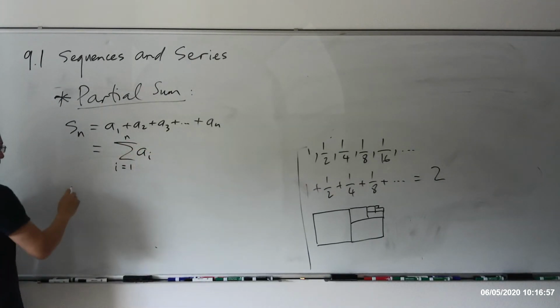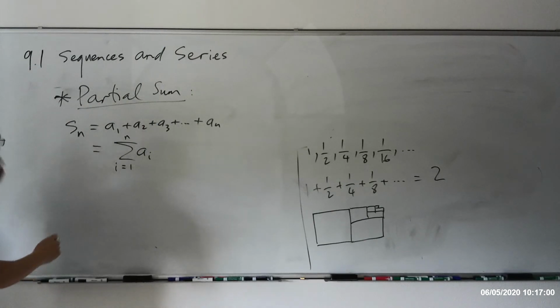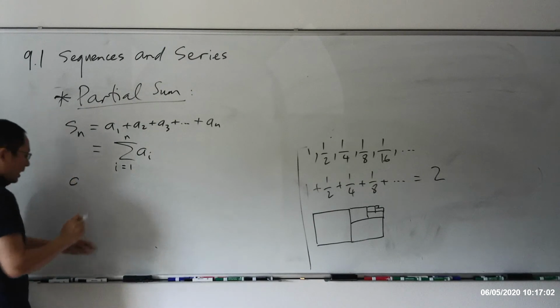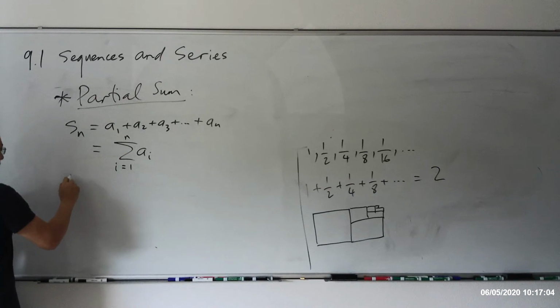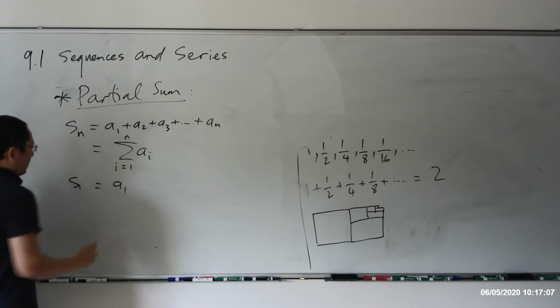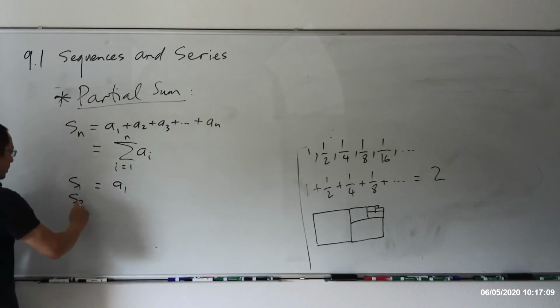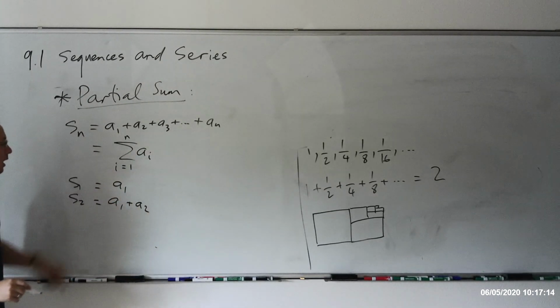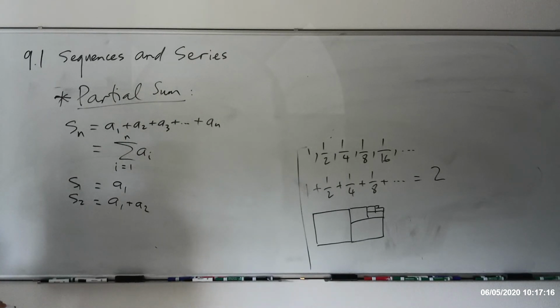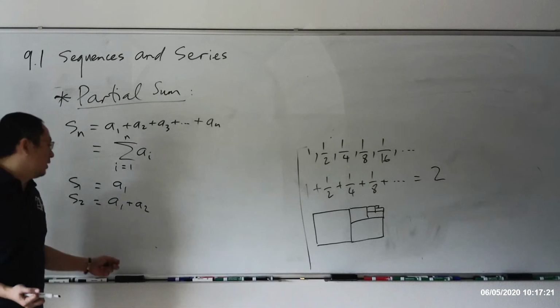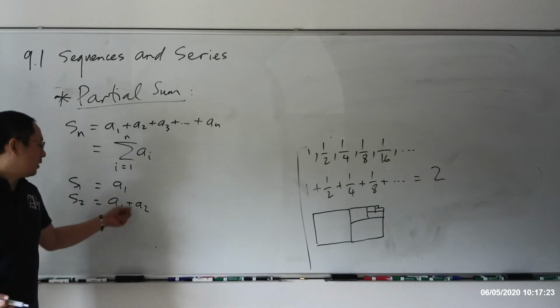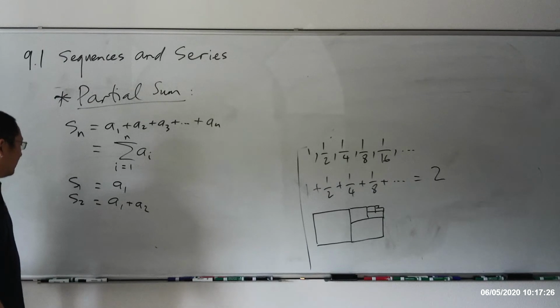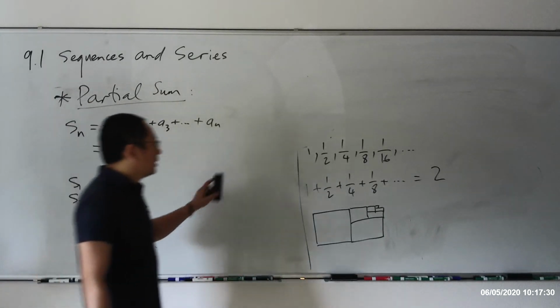With that, the idea of partial sum: Sn is the sum of the first n terms, so S1 is just A1, one term. S2 means the sum of the first two terms, so A1 plus A2. And keep in mind, in here I use 1 as the first term. Don't be surprised if you read other books that use 0 as the first term, so S2 is really A0 plus A1 plus A2, so actually 3 terms.